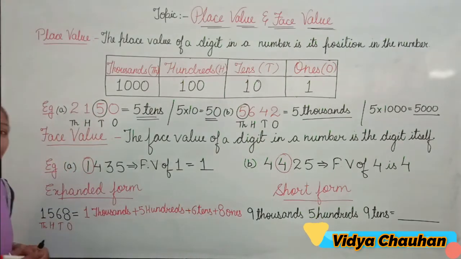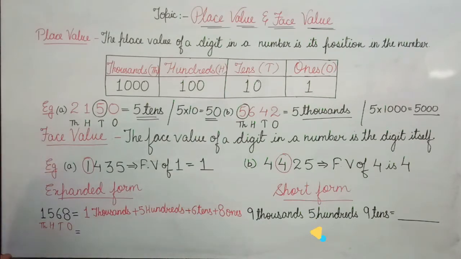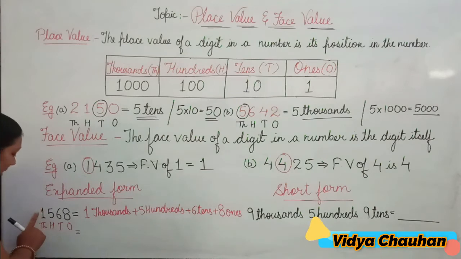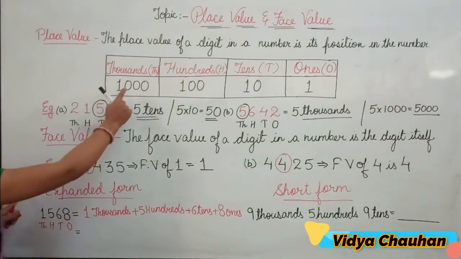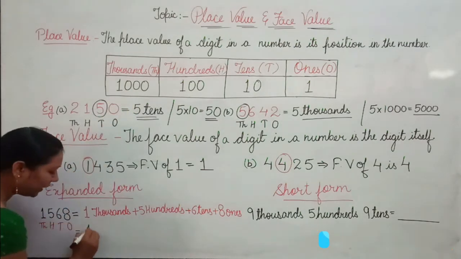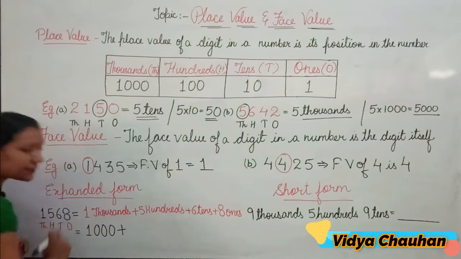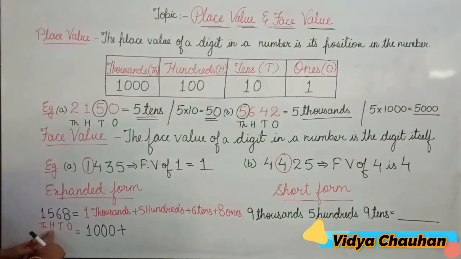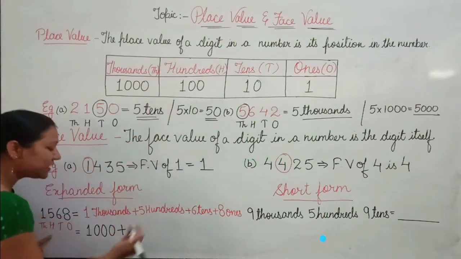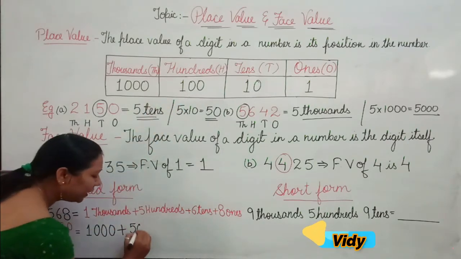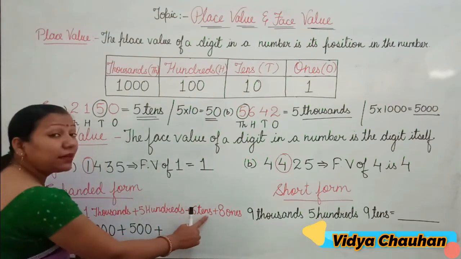Now as I told you, there are two different ways. The other method of writing the same number in its expanded form is to multiply 1 with 1000, because 1 is at thousands place. So 1 into 1000, what will you get? 1000. Plus 5 is at hundreds place, so hundreds place means multiply by 100. What is 5 into 100? 500.